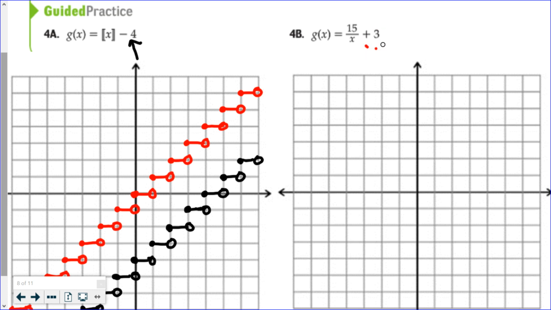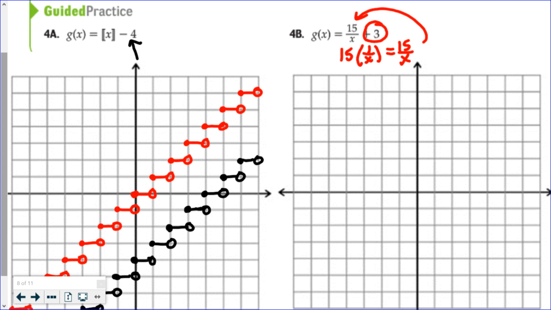This 15 here is actually a vertical stretch. This is 15 times 1 over x. That's the parent function. So 15 times 1 over x gives me that 15 over x that you see here. So that's why it's a vertical stretch by 15. This guy here is my vertical shift up 3.